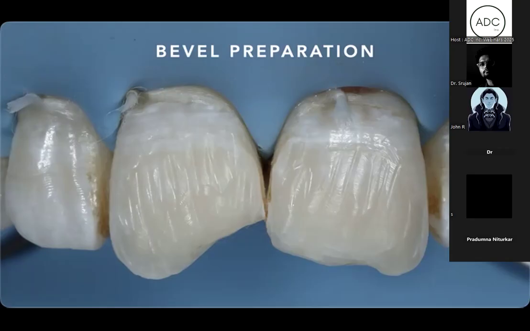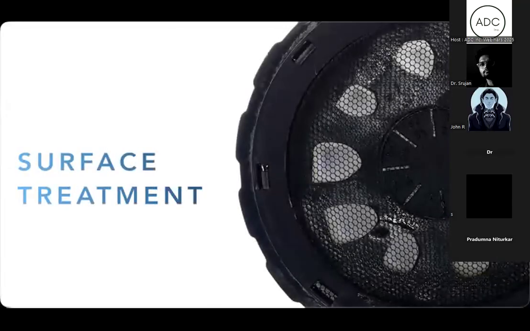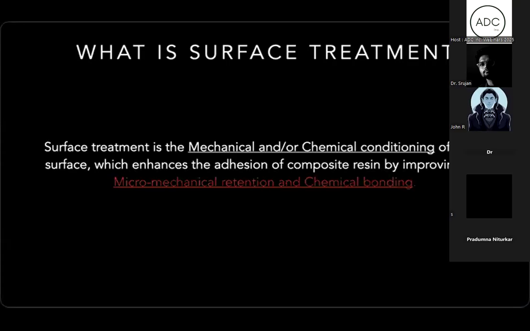So that is the whole point of bevel preparation or cavity preparation, whatever you like to call it. But yeah, I hope we all are on the same page. And after we're done with cavity or bevel preparation, we have surface treatment. Now, what is surface treatment? Let us understand that. Surface treatment is the mechanical and or chemical conditioning of the tooth surface, which enhances the adhesion of composite resin by improving the micromechanical retention and chemical bonding.